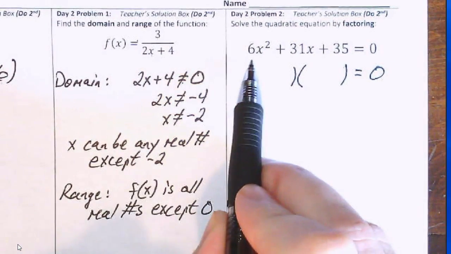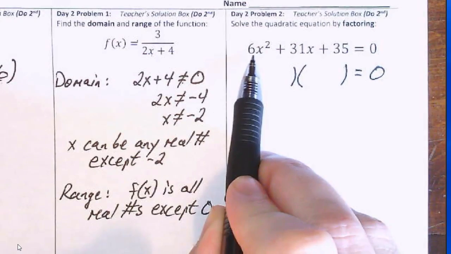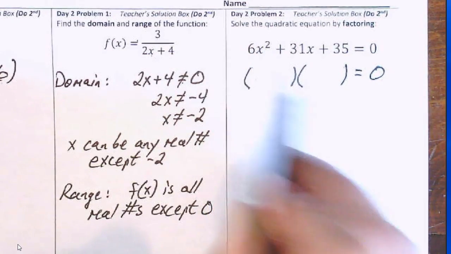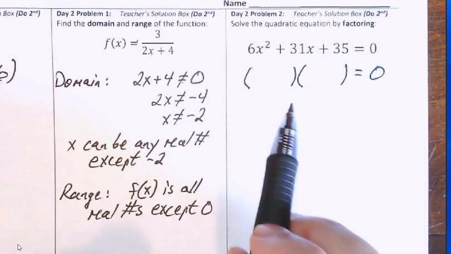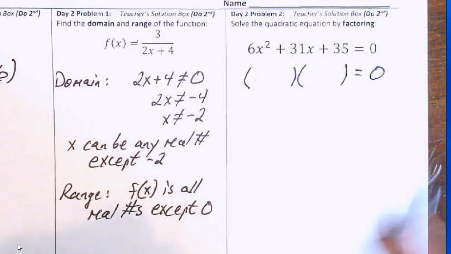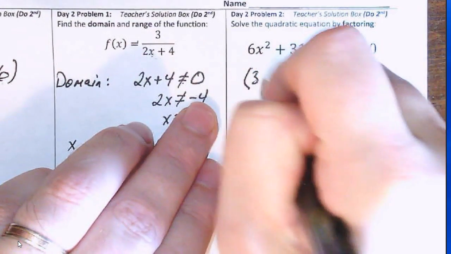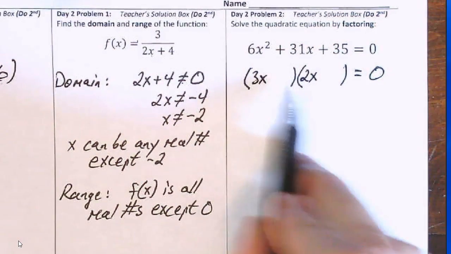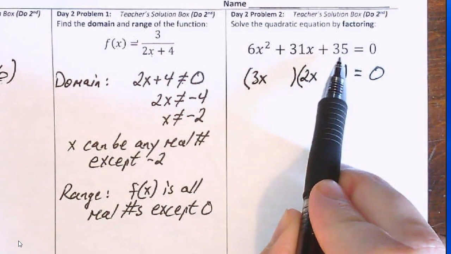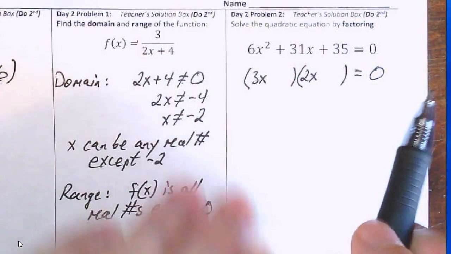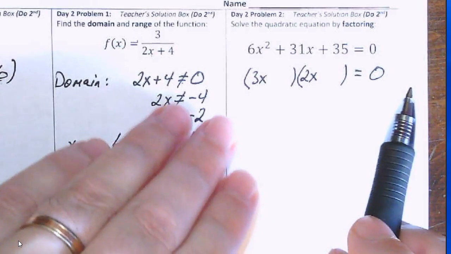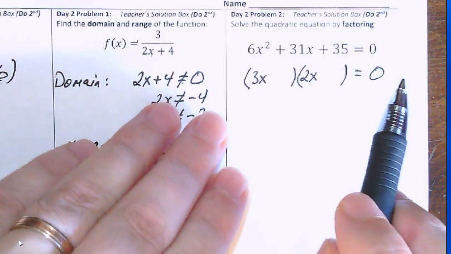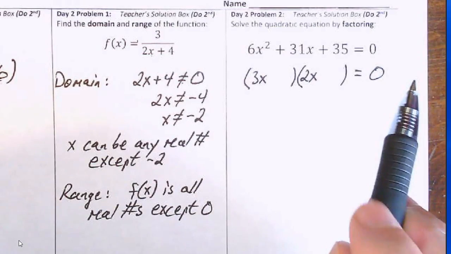We need a pair of numbers that multiply together to create 6x squared. The choices are 6x times 1x or 3x times 2x. Let's begin with the pair 3x and 2x. Then for these numbers, we need a pair of numbers that multiply together to make 35. Choices are 1 and 35, or 5 and 7. Let's use the numbers that are closer together, the 5 and the 7. If it doesn't work, then we will try the 1 and the 35.